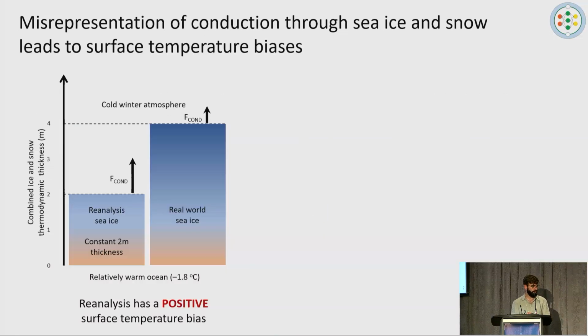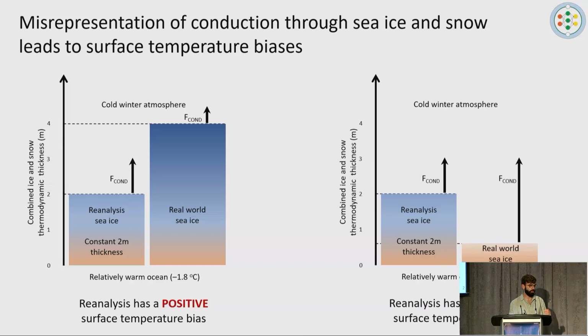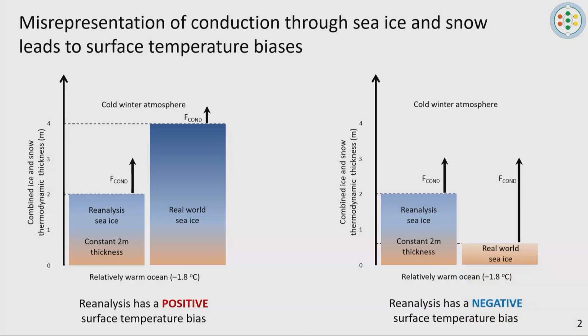So let's try to understand the situation. Normally, we have generally a positive temperature bias in reanalysis when the real sea ice is thicker than the reanalysis constant sea ice. In this case, the real world insulates more and should have a colder temperature condition on top, while the reanalysis ice has a warmer surface temperature. We also have the opposite situation sometimes, when the real world sea ice is thinner than the reanalysis thickness, and in this case we have a cold bias in reanalysis.